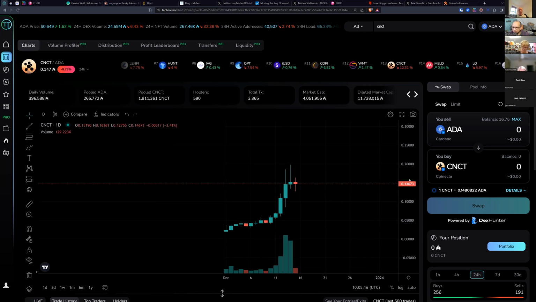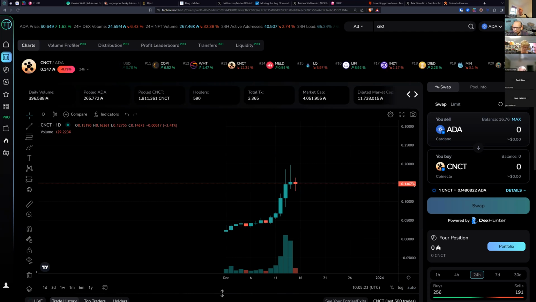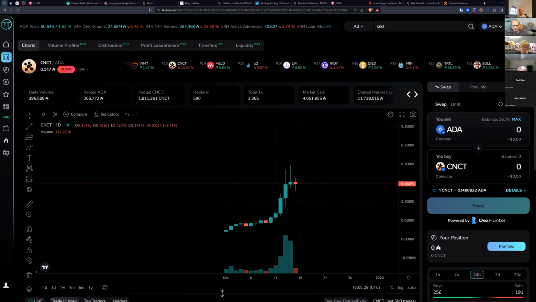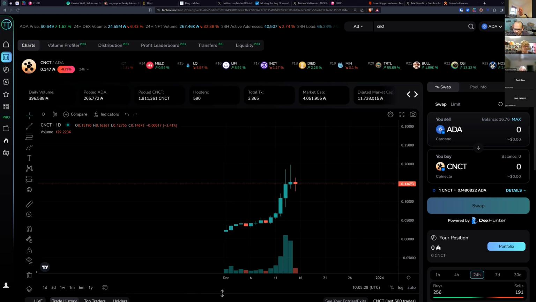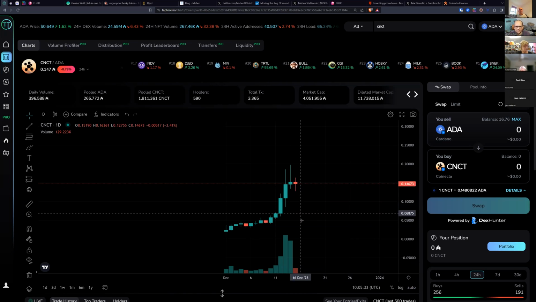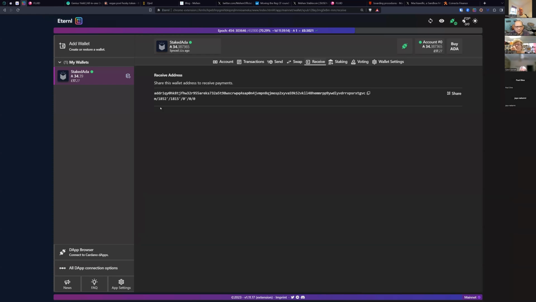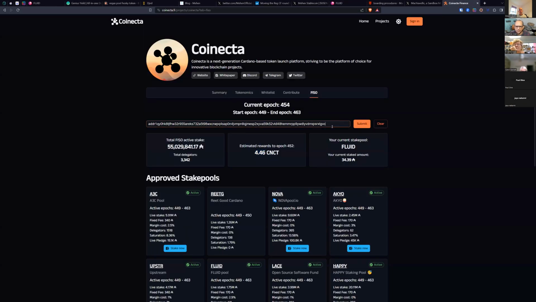And my 4.46 CNCT that I've earned so far in the ISO already have a real world monetary value, which is cool, because often these tokens stay really low value and never really get anywhere. But this is a good indication. Now this is one of my smallest wallets, so it's only got 34 ADA in it at the moment, which is a tiny amount. So you scale it up, you can come in and check with your holdings, put the receive address from your largest wallet in there, and it will tell you exactly how much CNCT you've earned already.